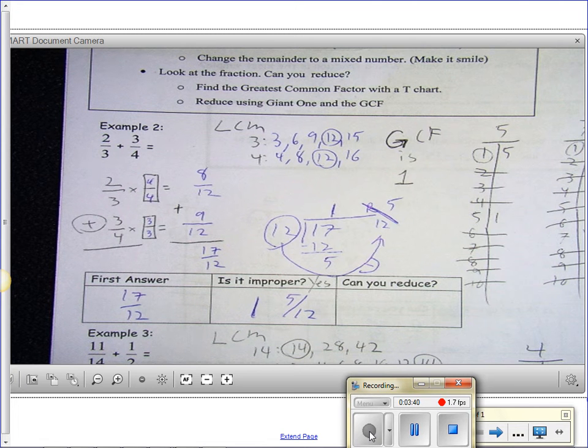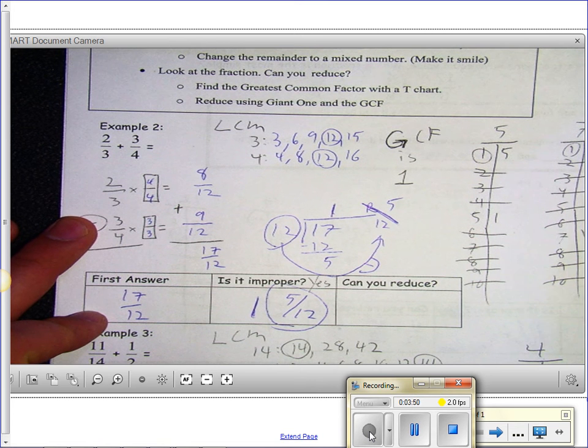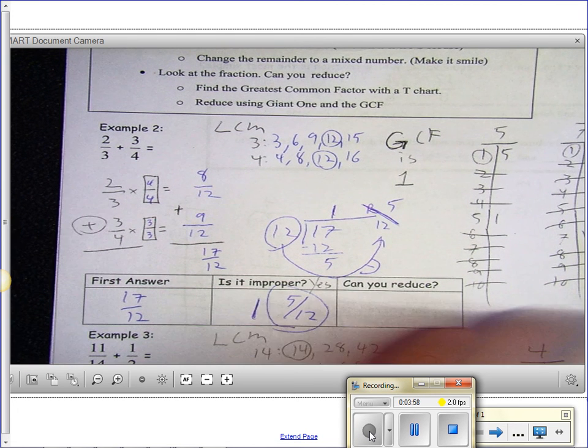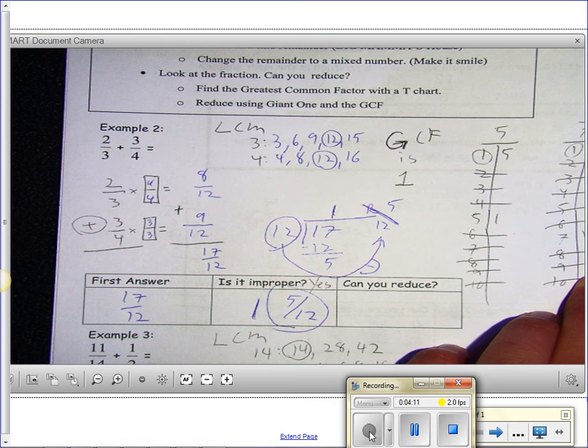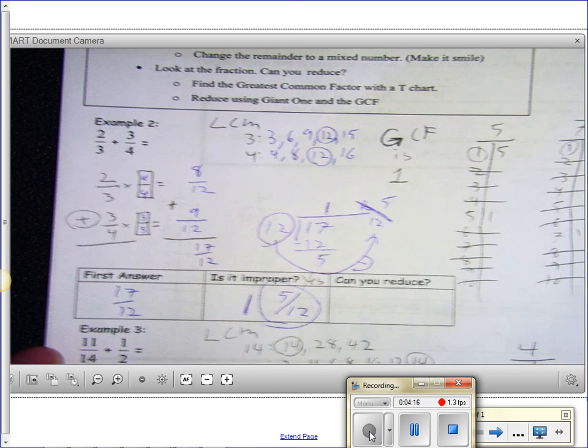The next question we need to ask ourselves is, can we reduce? For this section, we only look at 5/12. Can I reduce 5/12? I have 5 over here and 7 over here for you. I'm going to go ahead and add 12 in T-charts. Go ahead and copy down the 12 that's written for you there.